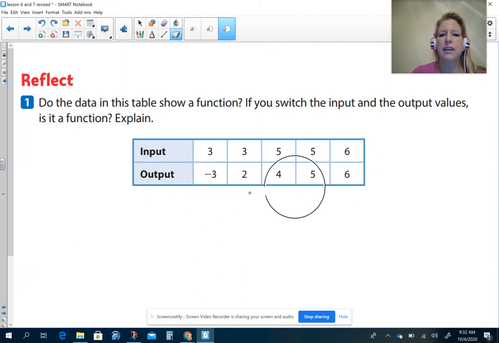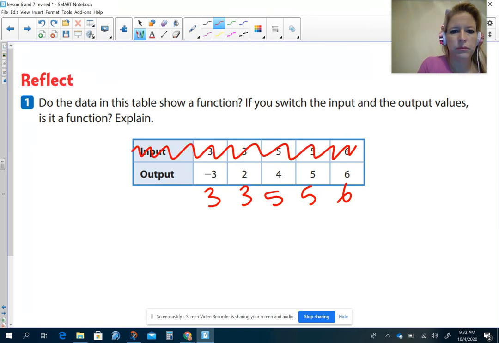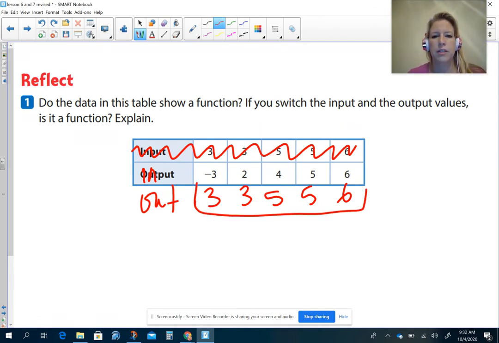So the next question says, if I switch it, so let's switch it. I'm going to write my outputs down here. So this is my input, and here's my output. Do I have different values? Yes. And this would work. It would work because I have an output for each input.